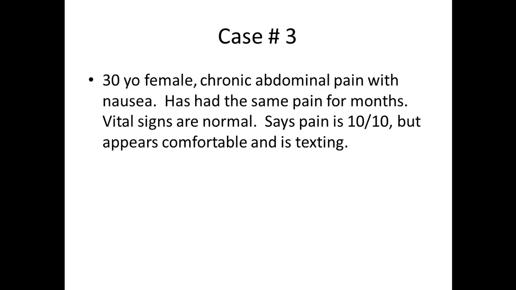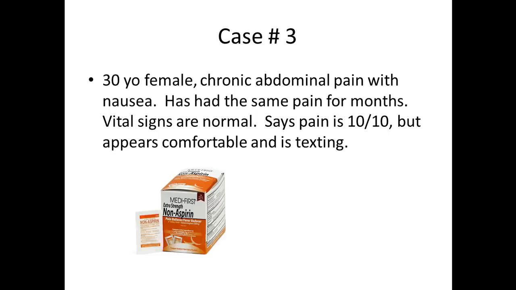Case number three, a 30-year-old female with chronic abdominal pain with nausea. Same pain for months, normal vital signs, 10 out of 10, appears comfortable. This is the patient we were talking about earlier. Could be likely cannabis hyperemesis, could be something else. We have other pain options here besides narcotics. One good option would be Tylenol. Another might be ketamine.